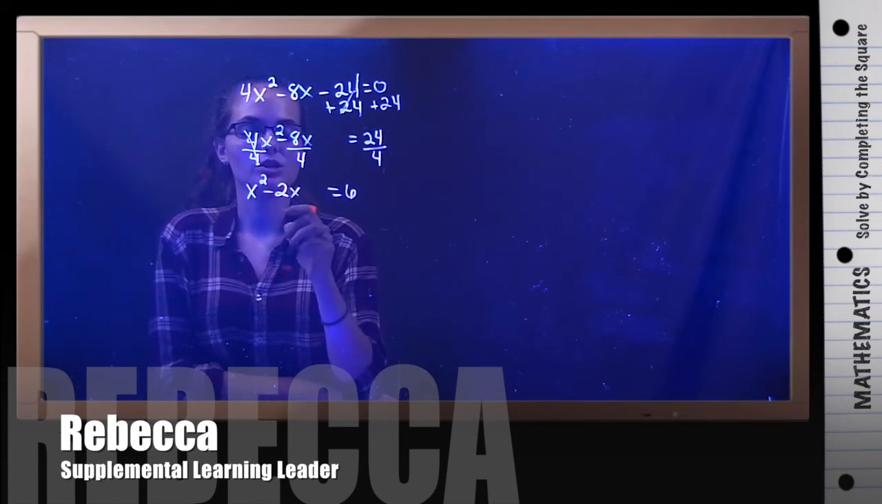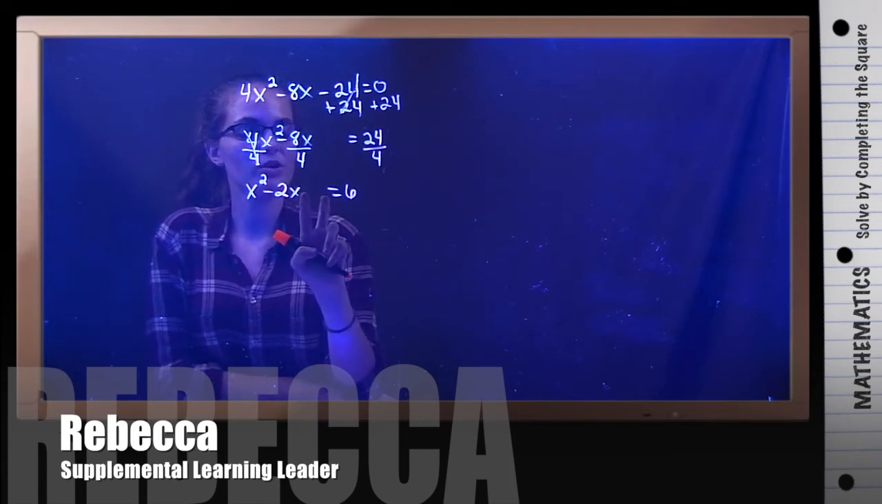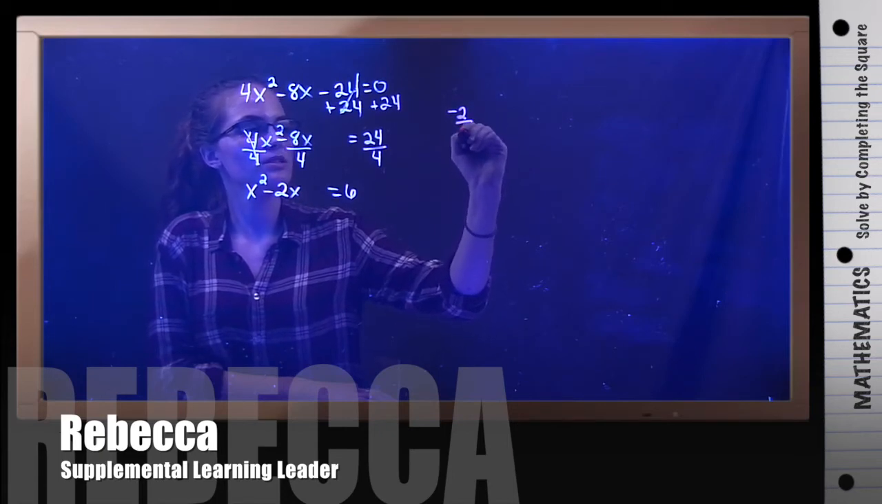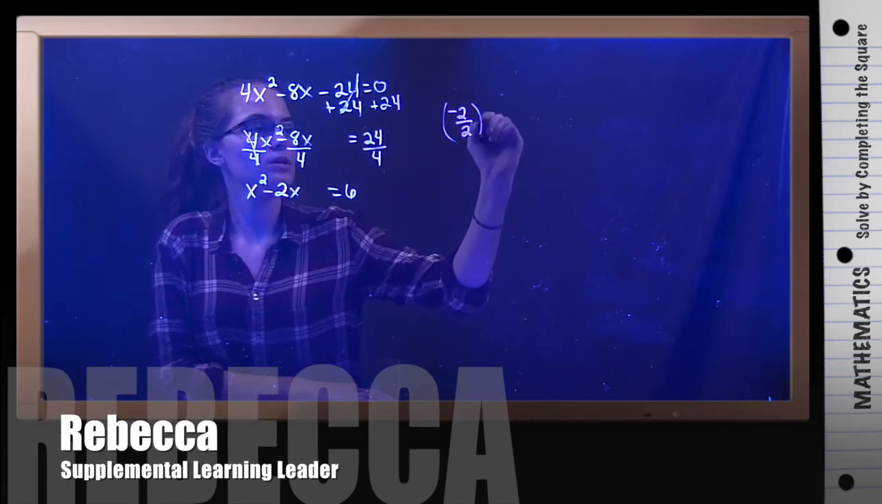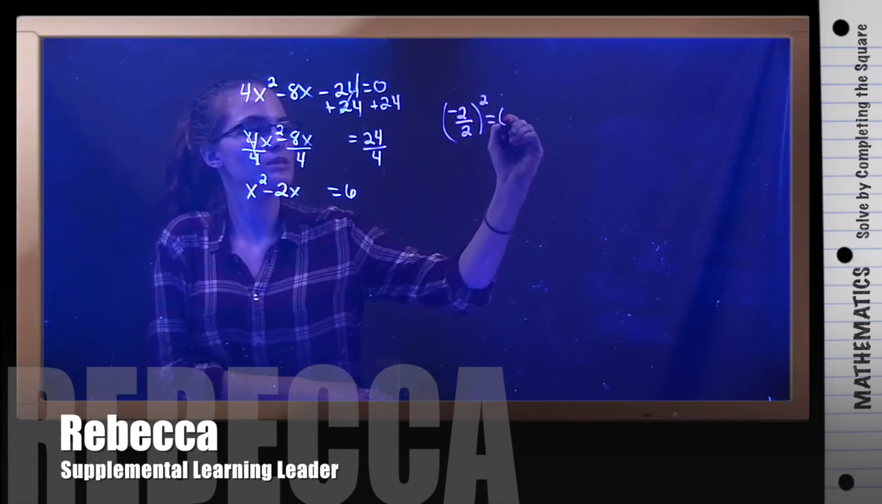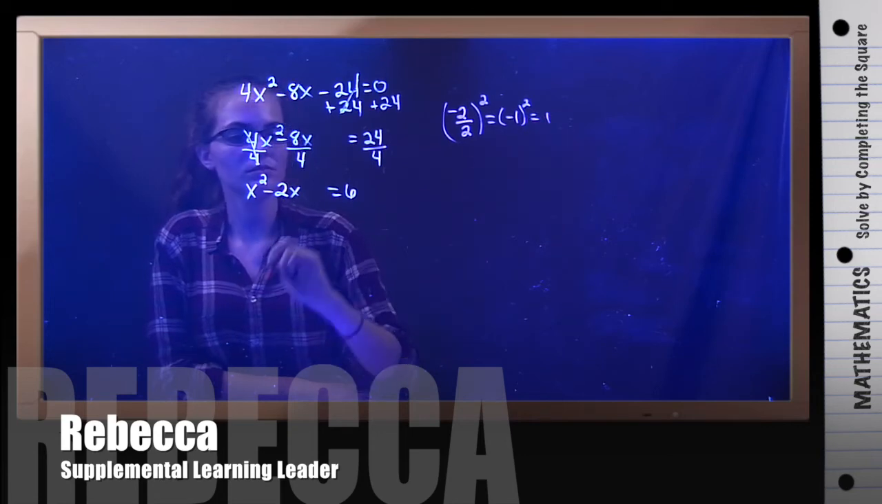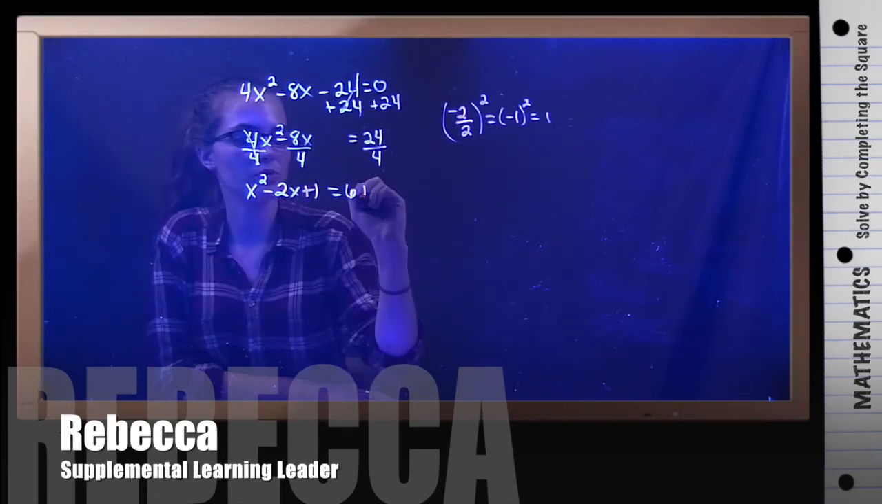And now we can continue and try to make our perfect square trinomial by taking our middle term, dividing it by 2, and squaring it. Negative 2 divided by 2 is negative 1. Negative 1 squared is 1. And now we have to add that to both sides of the equation.